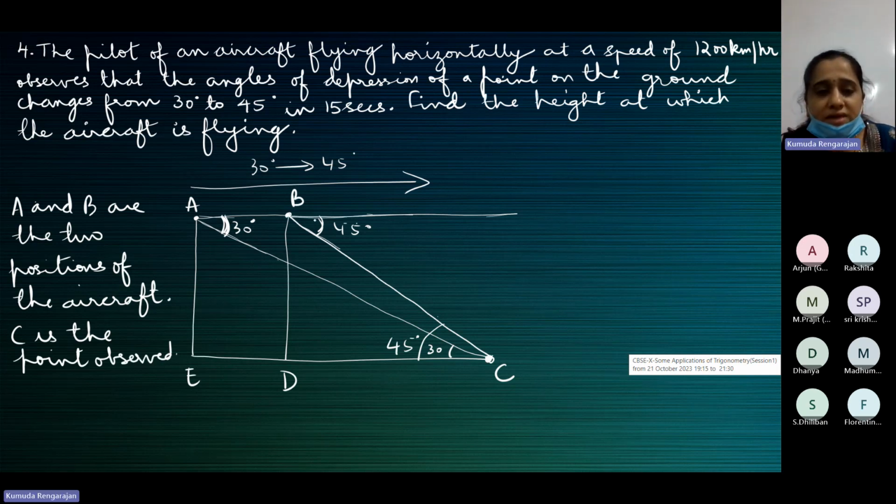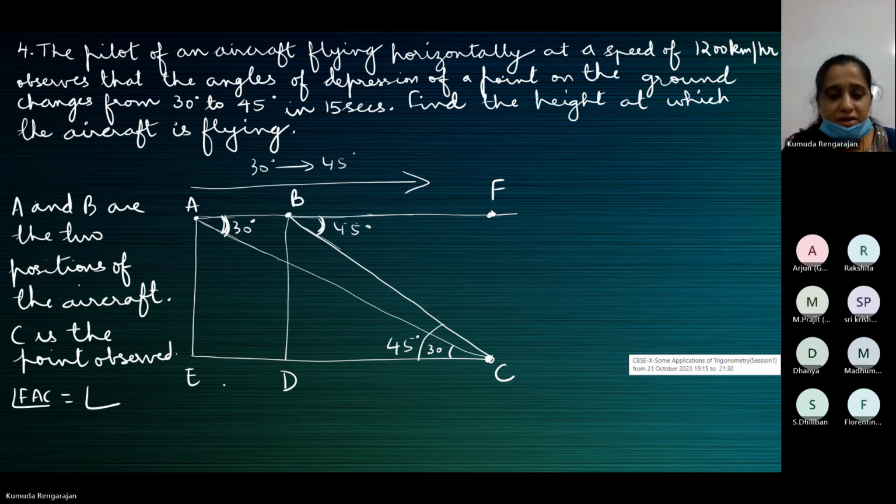Okay, then if you have to write this angle 30 and 45, you'll have to take a point here. Otherwise, you cannot name the angle. So just take a point, like so, angle FAC. Angle FAC is equal to angle ACD or E, whatever, is equal to 30 degrees.